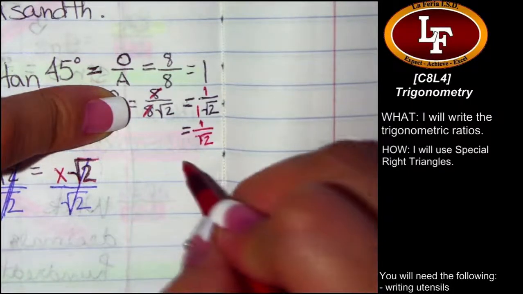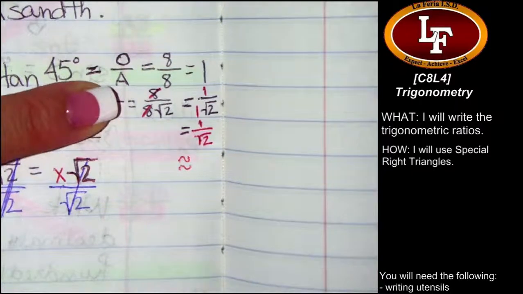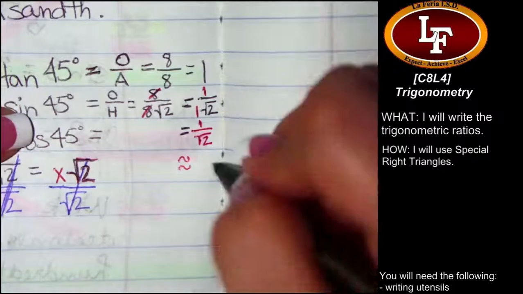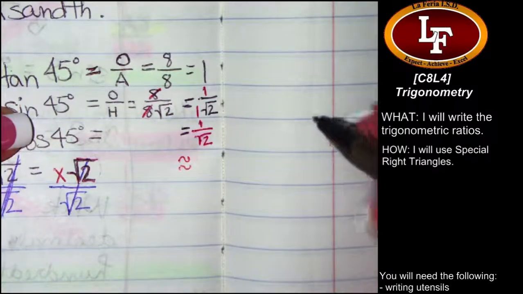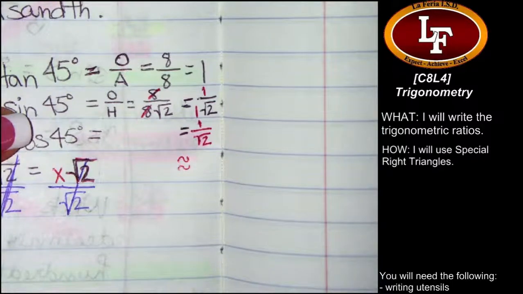Don't forget to give that to me as a decimal, rounded to the nearest thousandth. 3 decimal places, please. How would we do that? Just calculator? Yeah, calculator. Go to your handy dandy calculator. Do 1, division sign, square root 2. Enter. Round it to 3 decimal places. It's done. 0.707. I got lost.